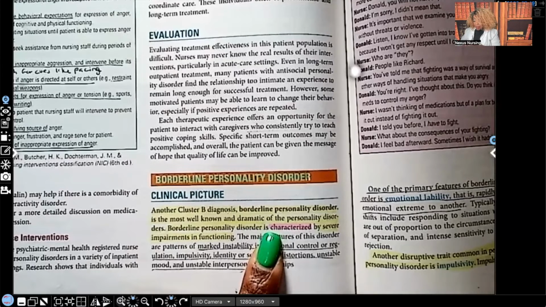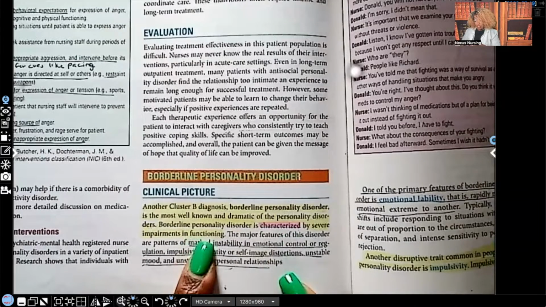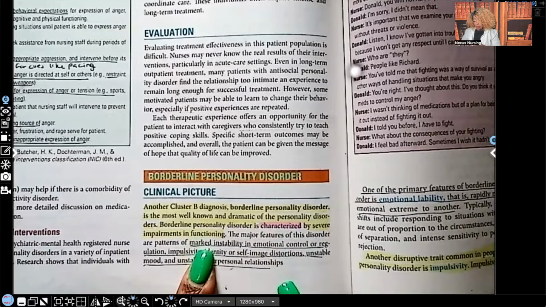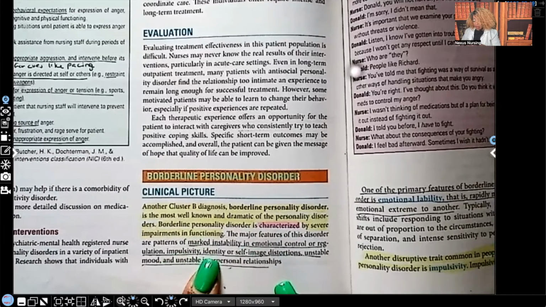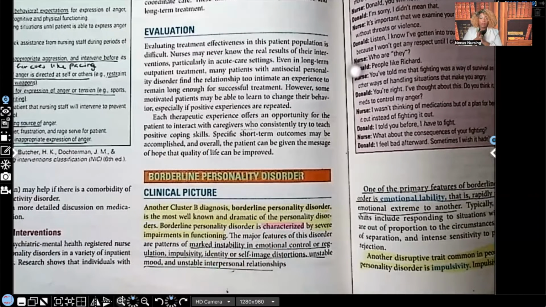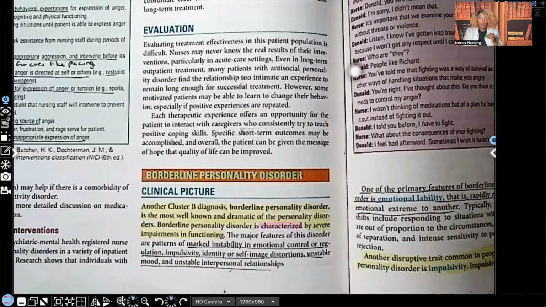Take a look, guys. It says that borderline personality disorder is characterized by severe impairments in functioning. The major features of this disorder are marked instability in emotional control or regulation, impulsivity, identity or self-image distortions, unstable mood, and unstable interpersonal relationships. This says a lot, so let me break this down for you. The person with this type of disorder is very impulsive, and they love to have attention. Any tiny little thing, they will turn it into a big deal. These patients cannot have long-lasting relationships. They self-sabotage. They even hurt themselves.